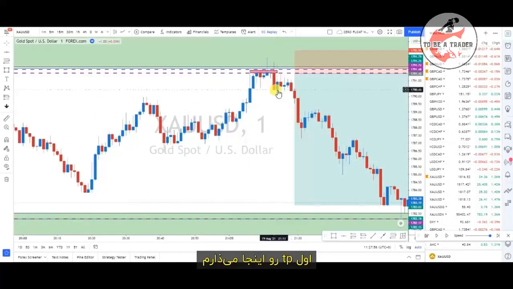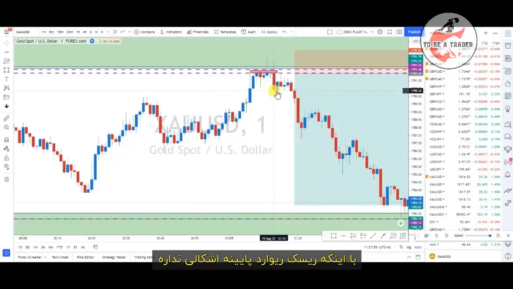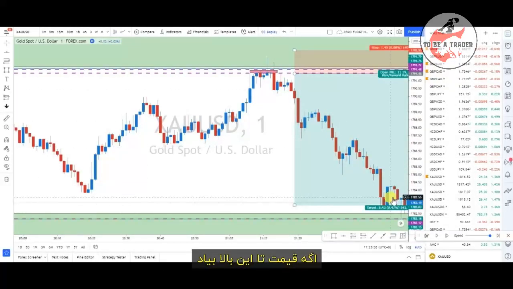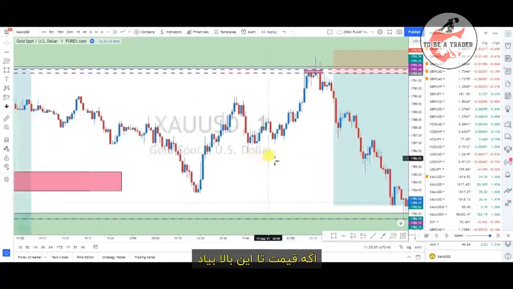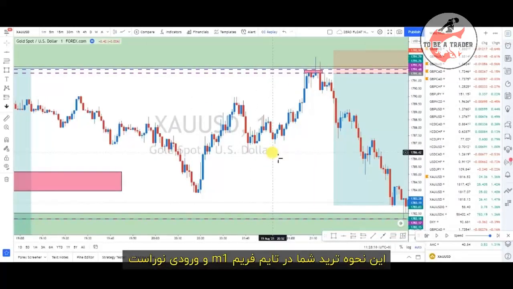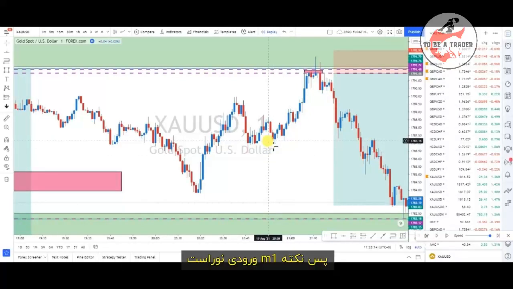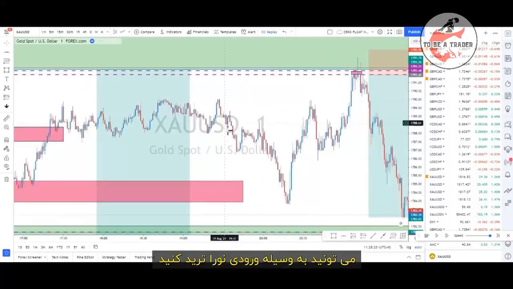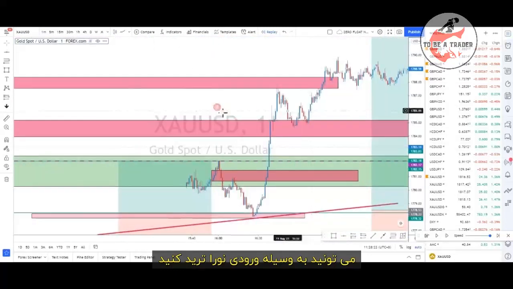First I'm going to TP here. Even though the risk reward is low, it's okay. Second TP, you can hold all the way up to here if the price will go all the way to our TP here. Okay, guys, so this is basically how you can trade using the M1 time frame, the Nora entry. So the M1 is all about the Nora entry. If you see a QM pattern at the danger zone area here, you can trade using the Nora entry.